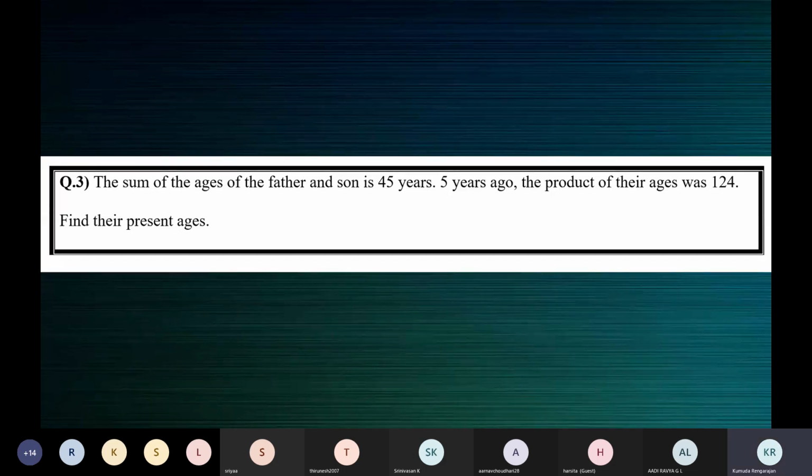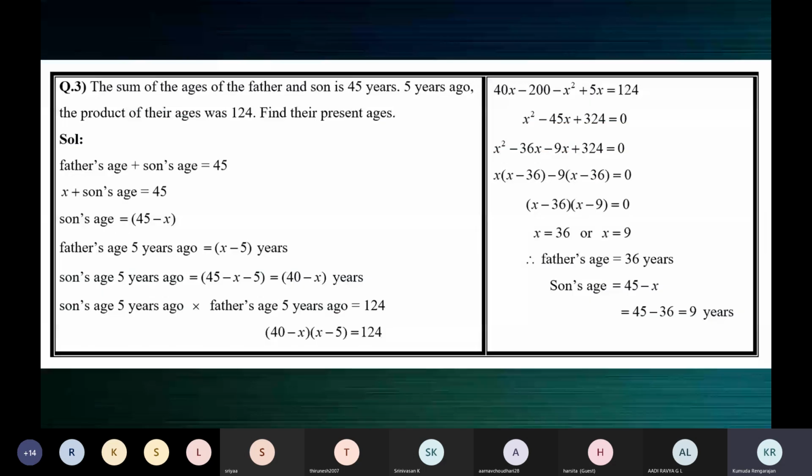The sum of the ages of the father and son is 45 years. 5 years ago, the product of their ages was 124. Find their present ages.